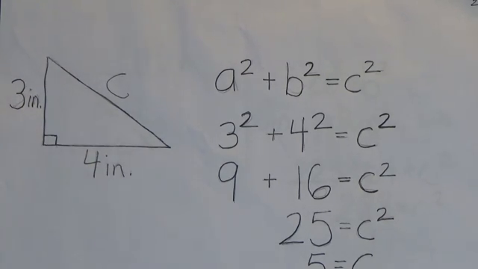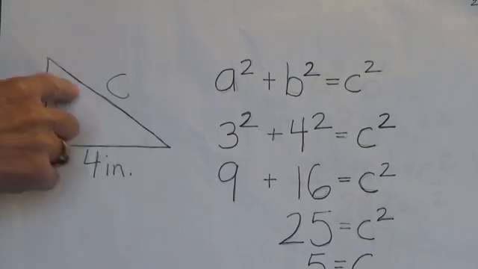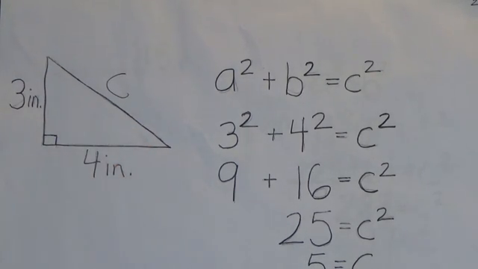And then we add a squared, 9, b squared, 16. So 9 plus 16 is 25. Obviously this length isn't 25. That's not c, that's c squared. So then we take the square root. We want to ask what number times itself gives me 25. And that number is 5. So the square root of 25 is 5. The length here, c, is 5.